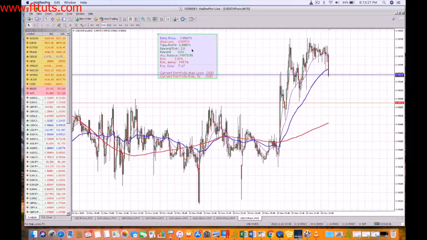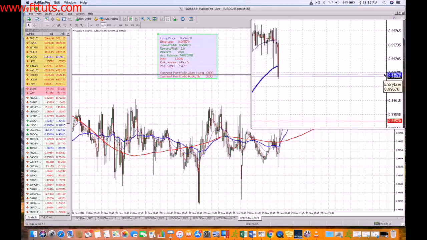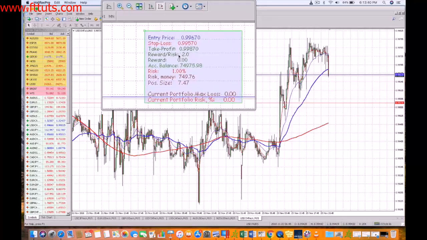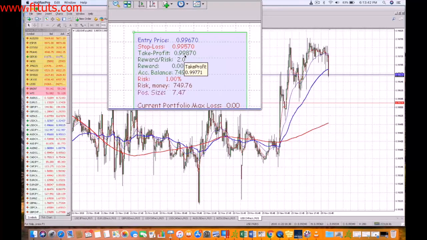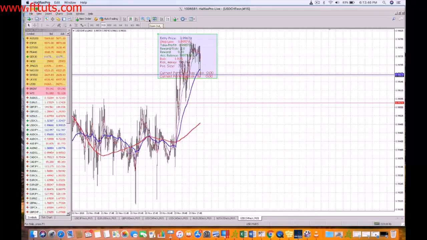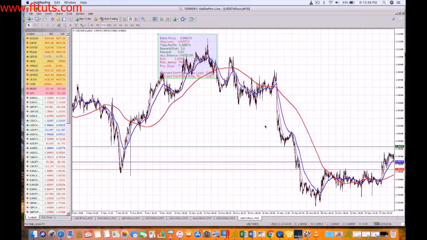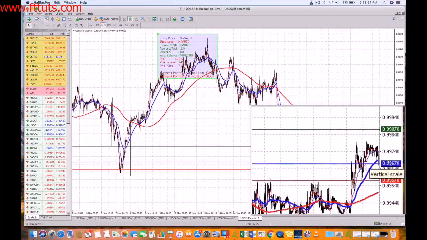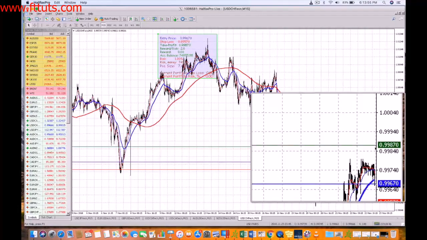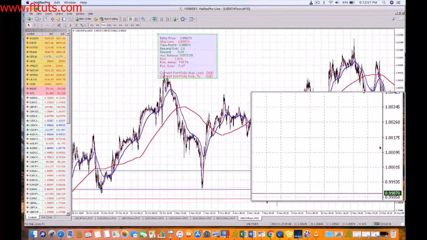Now, at the same time, you will see 3 lines appearing. So that's the first line. So this blue line over here is the entry price, 9967, stop loss at 9957, and the profit target is at 9987. Right, now you can't see that because it's somewhere above, so I'm going to zoom out slightly. There we are. Okay, so again, that's your green line over here, 9987, profit target.